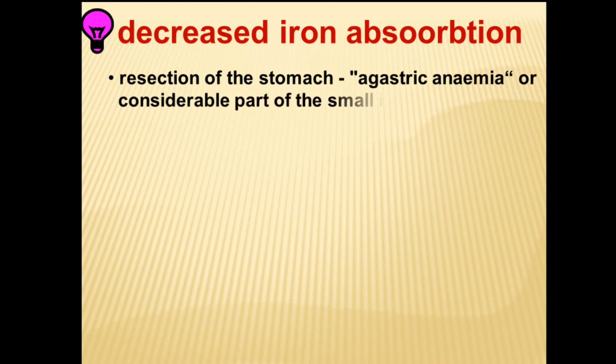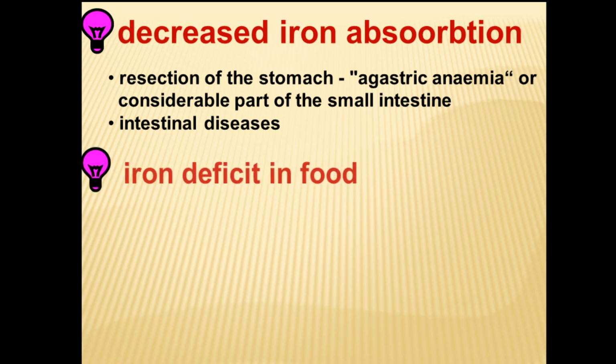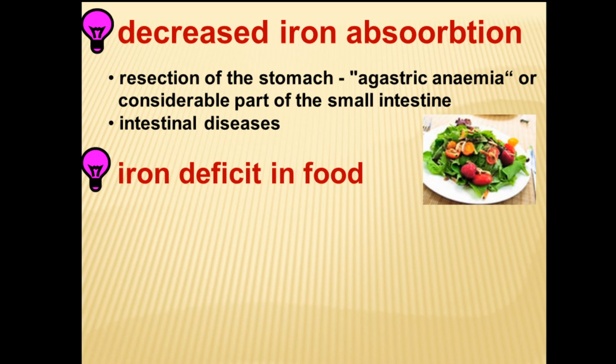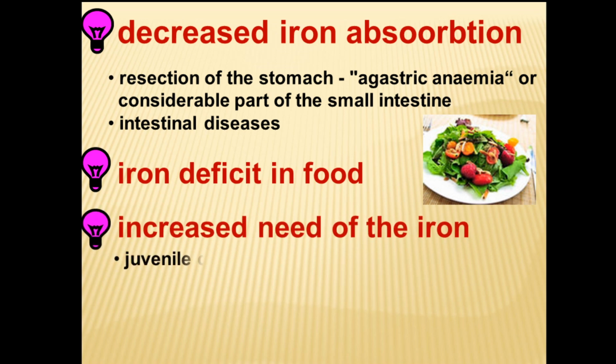Another cause of iron deficiency anemia is decreased iron absorption. First of all, there is a group of patients after resection of the stomach, in which gastric anemia appears. We must remember some intestinal diseases, and first of all, diseases of the small intestine, because this part of the gastrointestinal tract controls the process of absorption. We'll obligatorily ask the patient about his diet, because deficiency of iron in food is also a source of iron deficiency anemia.